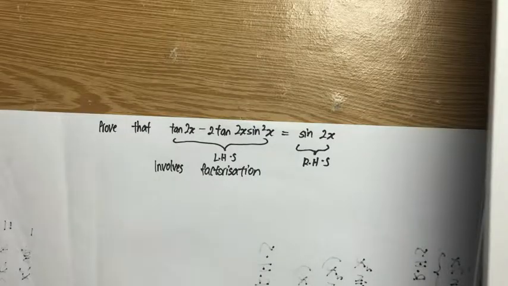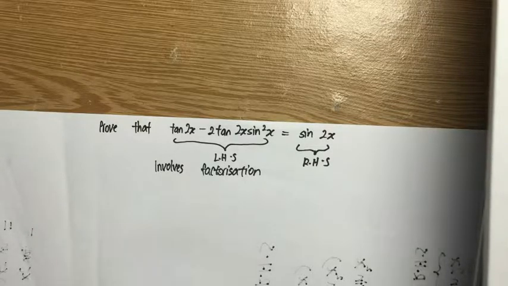For the second type of question which we can encounter in chapter 4.5, we have questions which involve us applying the concept of factorization in order to prove a trigonometric identity. Over here, I have an example of a question which is asking us to prove that tangent 2x minus 2 tangent 2x times sine square x is equal to sine 2x. While this question may look difficult at first, it is actually fairly simple when we apply the concept of factorization. How do we do that?